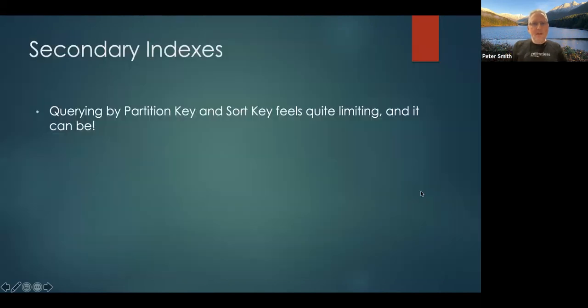Okay, so let me address something here. One thing you're probably thinking right now, and I certainly did as well, is that querying by partition key and sort key only feels very limiting. You're like, okay, so our partition key is our org ID and our sort key is my email address. Does that mean I can only look up using my org ID and email address? That's really limiting. I can't do anything useful with that. And that's absolutely true. So that's why we have the concept of secondary index.